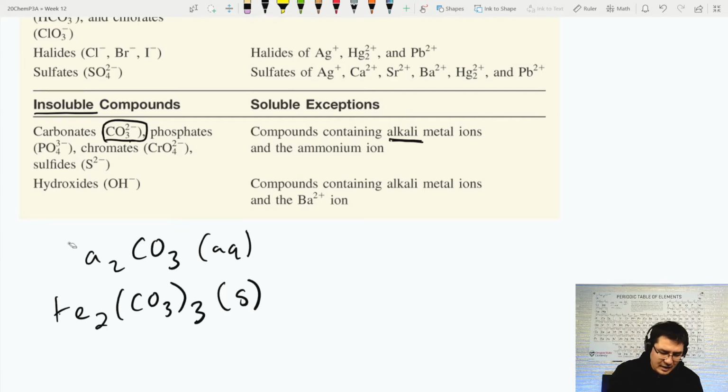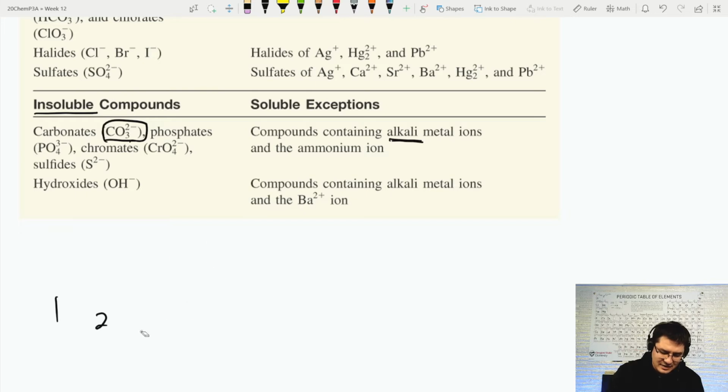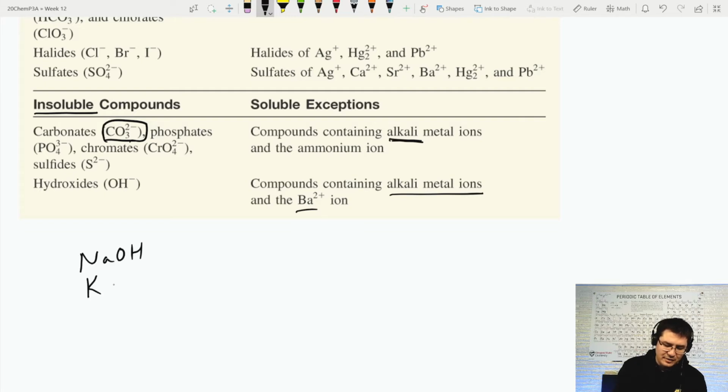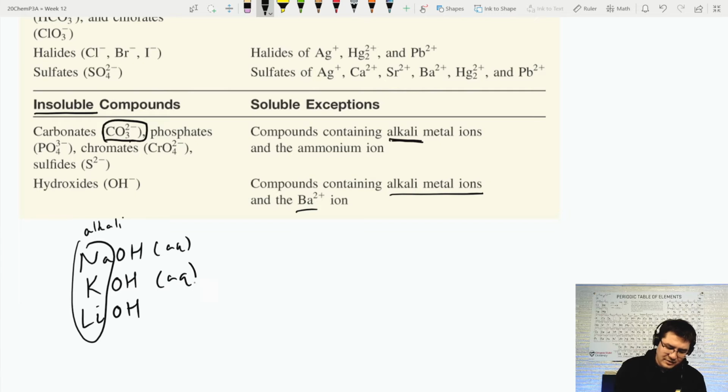Okay, hydroxides, OH minus, are generally insoluble, except if they contain alkali metals or the barium ion. So again, like if I had sodium hydroxide, that's soluble, or potassium hydroxide, soluble, or lithium hydroxide. If you notice, these are all group 1, so those are all alkali. So I could list these as soluble, soluble, soluble.